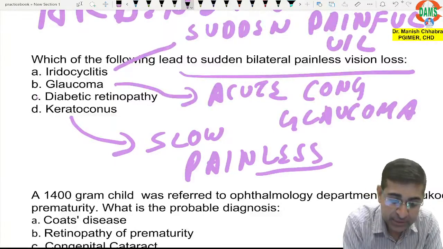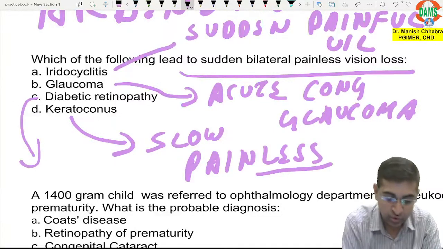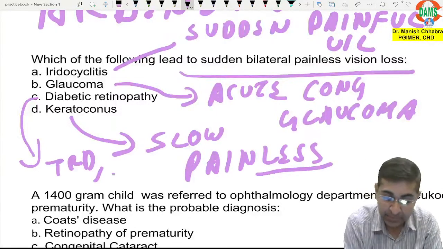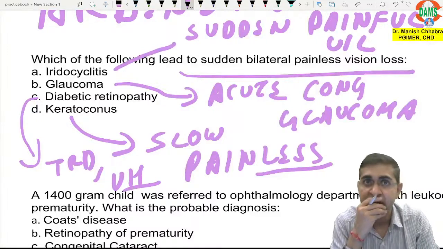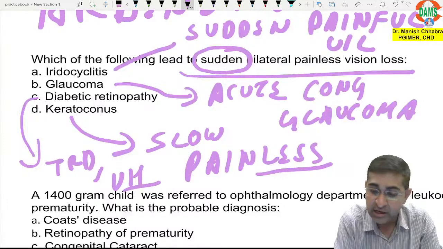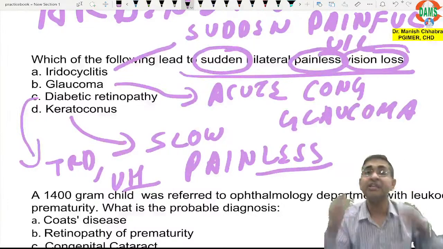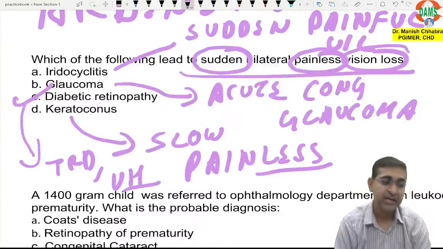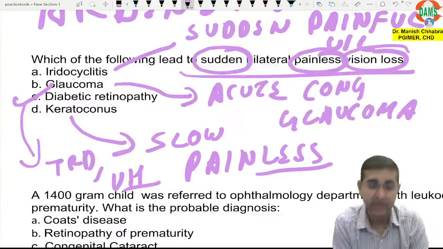What about diabetic retinopathy? In diabetic retinopathy, you know, there can be tractional retinal detachment. There can be vitreous hemorrhage. If there is vitreous hemorrhage, there can be sudden painless loss of vision, and it can happen bilaterally. So the answer is diabetic retinopathy here.